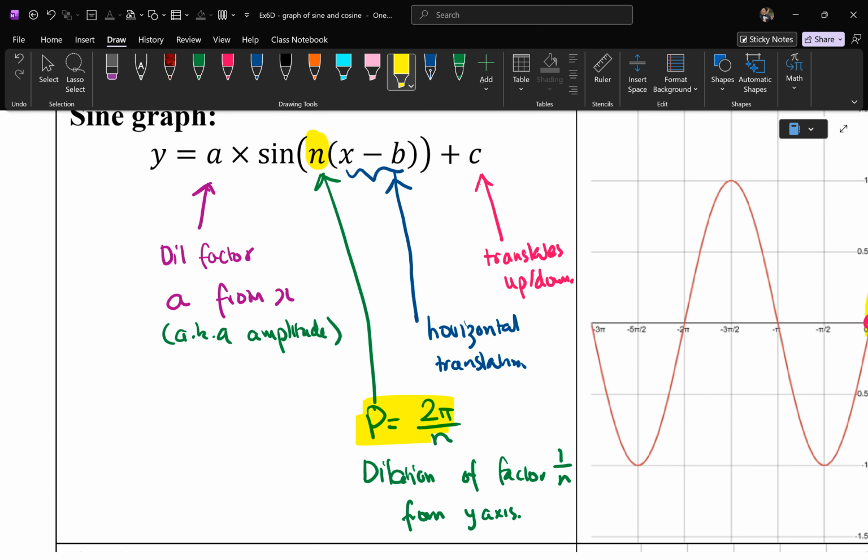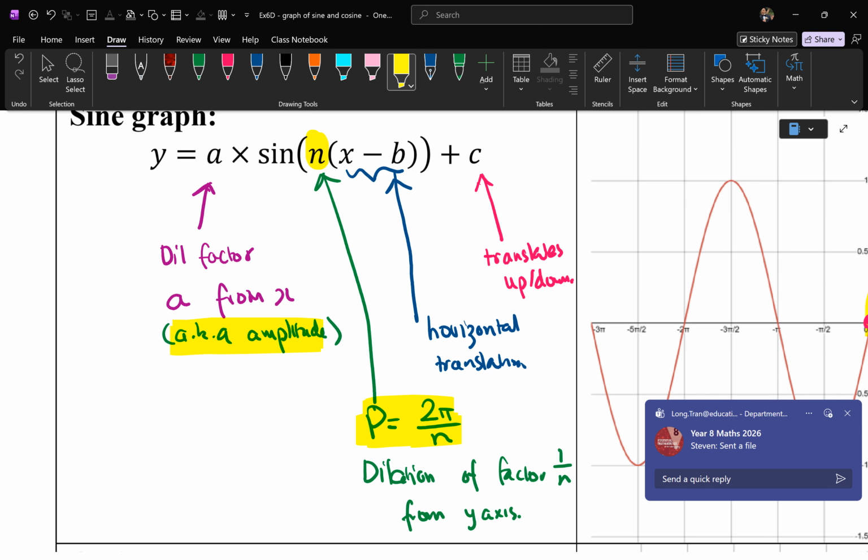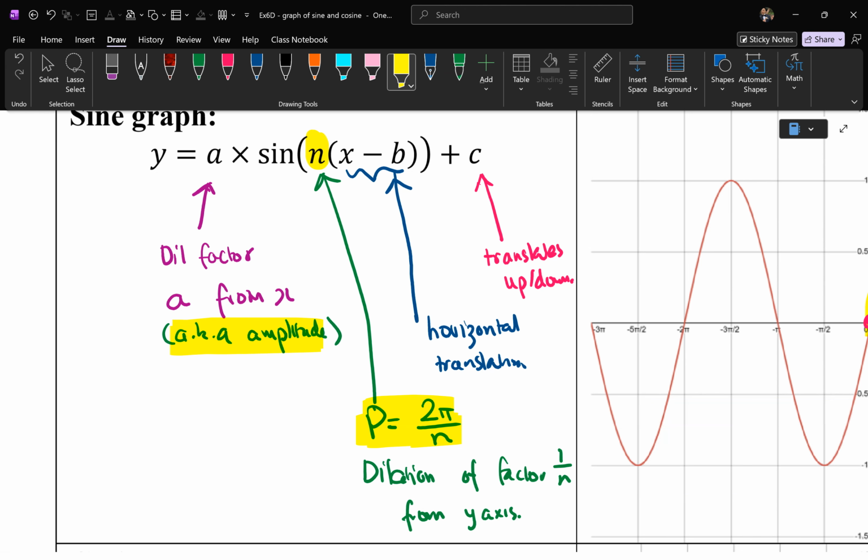These two parts, that's the reasoning. Dilation stretches vertically, that's why it's your amplitude. That's a dilation or compression horizontally, that's why it affects your period. And that's where the rule comes from. The fact that you're multiplying by 1 on n. Okay?